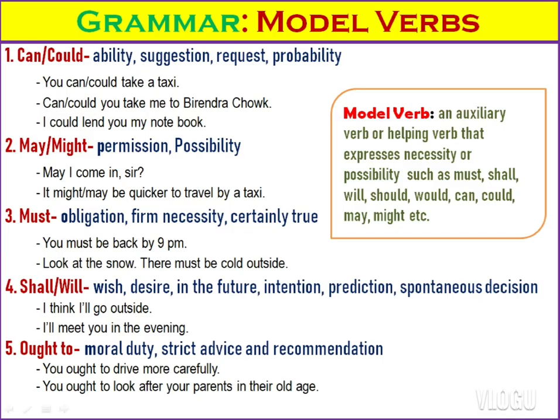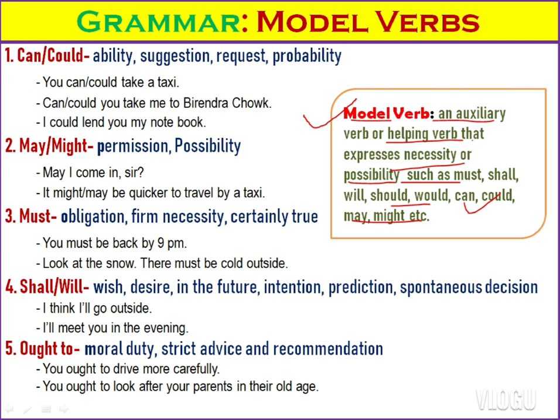Then about the grammatical portion, grammar in our text is modal verbs. So before dealing with these grammars, there are questions we have to know. What is a modal verb? A modal verb is an auxiliary verb or helping verb that expresses necessity or probability, की आवश्यकता की संभावना, such as must, shall, will, should, would, can, could, may, might. So these can be the examples of modal verbs.